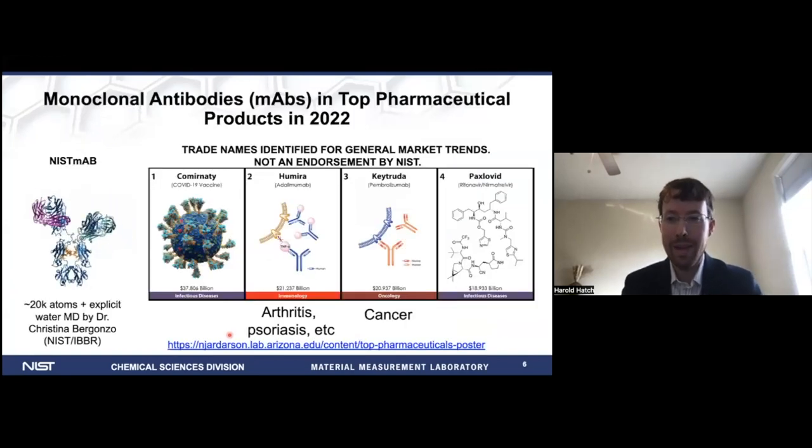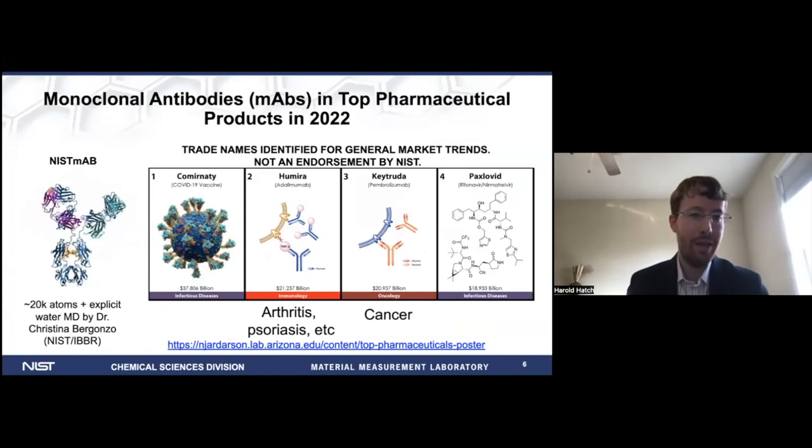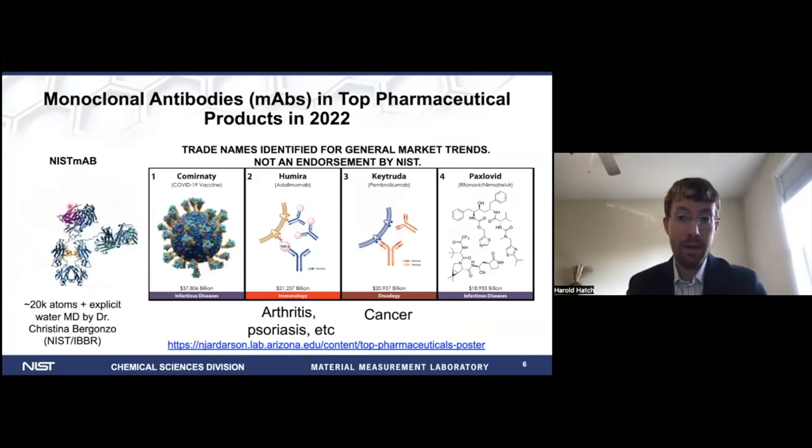All right, so what is an antibody and why do we care about them? So on the left here is a molecular dynamics simulation of the NIST mAb by Christina Berganzo, that you may have seen earlier in this series. And in case you missed some of the previous talks, just notice that antibodies have these three domains that are connected by this relatively flexible hinge region.